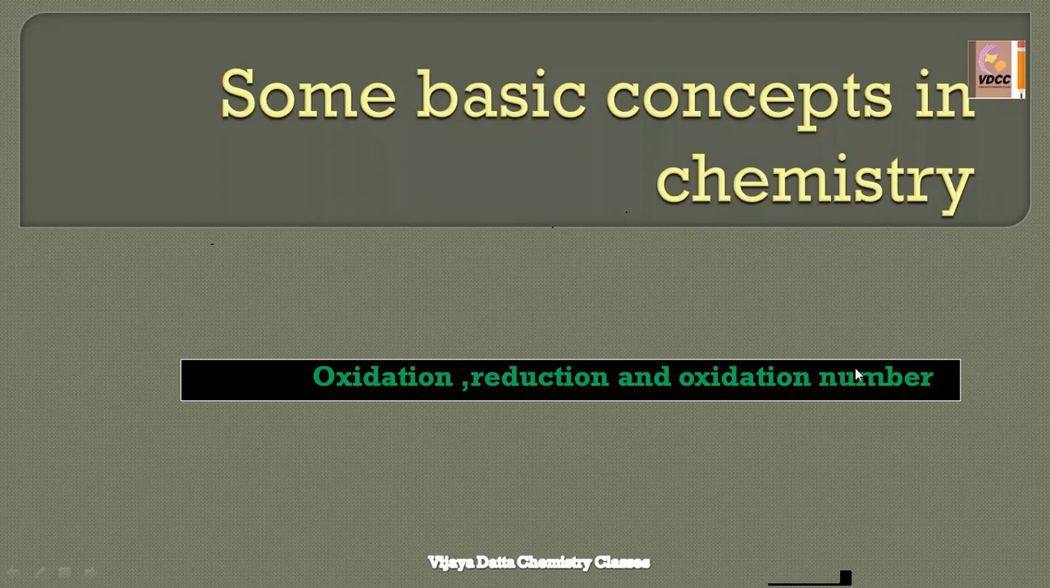This is Purnima ma'am. Today we are going to discuss oxidation, reduction and oxidation number. So what is meant by oxidation first of all? Oxidation we can define in two ways. One is according to the oxidation states, another one is according to the electrons.